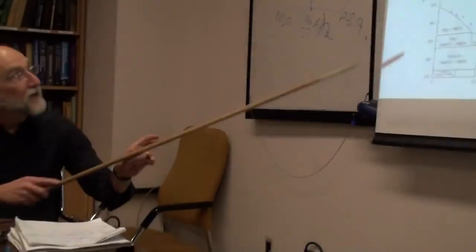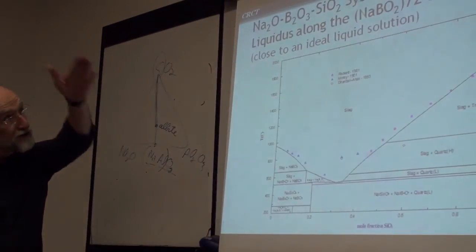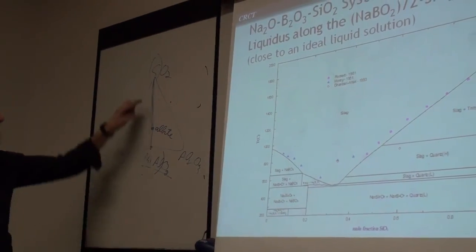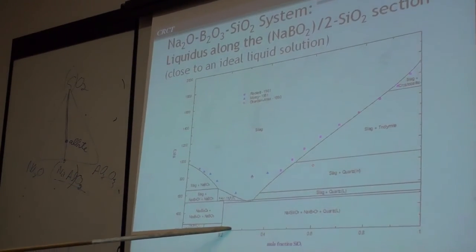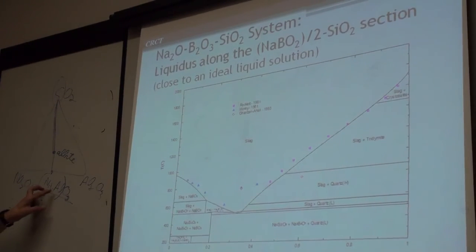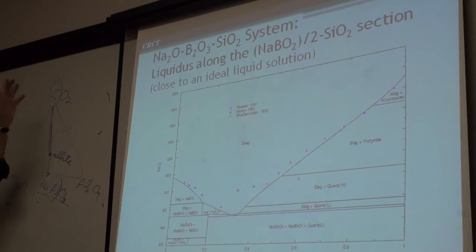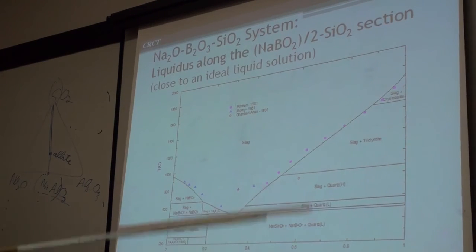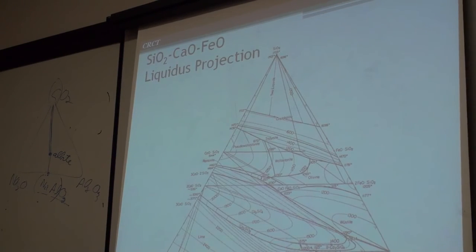I said this was from the NaBO2 to the SiO2 section across the ternary diagram, and this is very much like this system. This is almost an ideal solution on both sides. Not quite, but pretty close to it. It shows that sodium borons are mixing with silicons on simple charge compensation. But this is about the only simple cross-section in the entire system. Won't go into that.